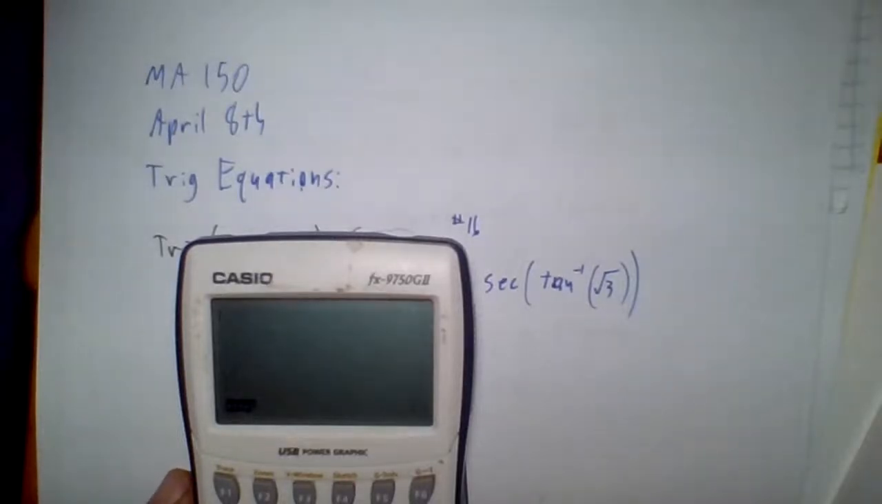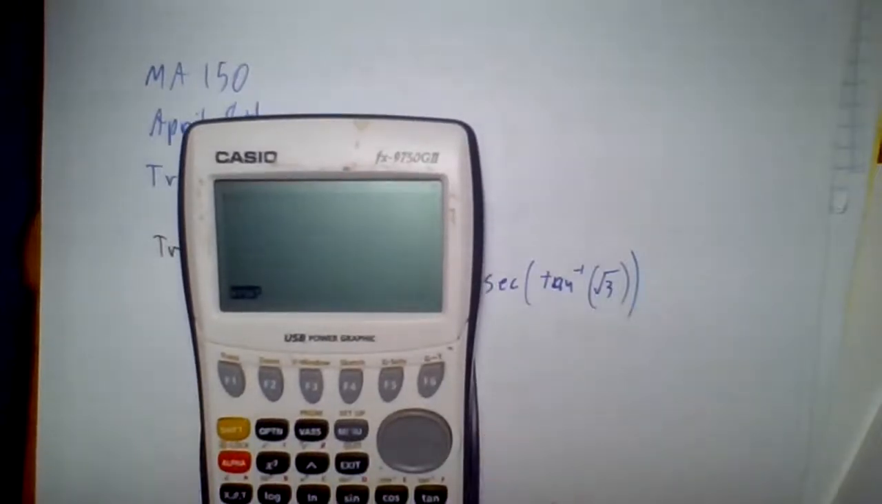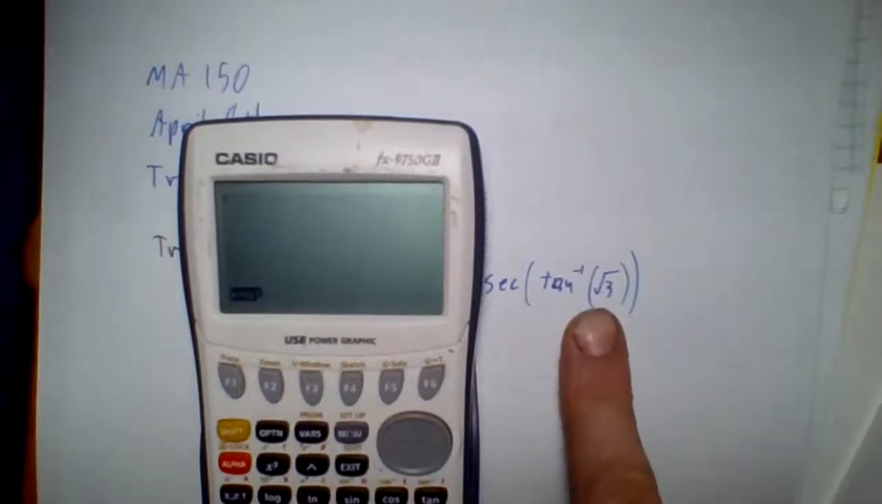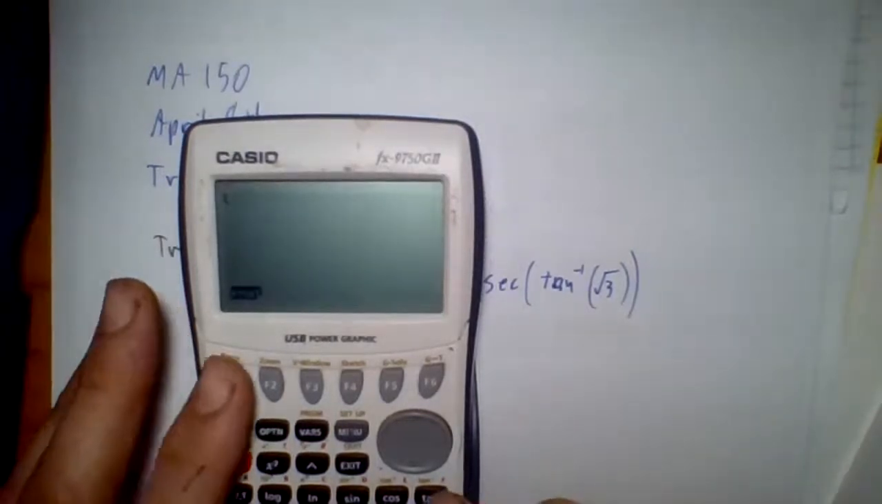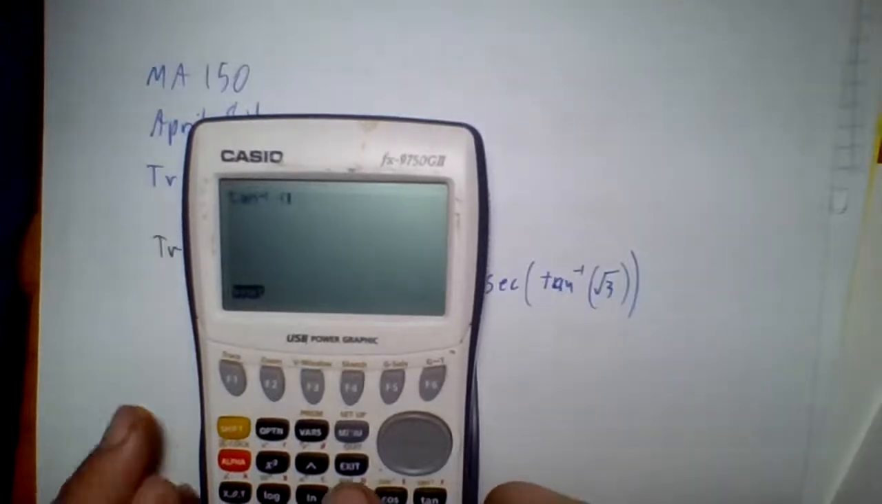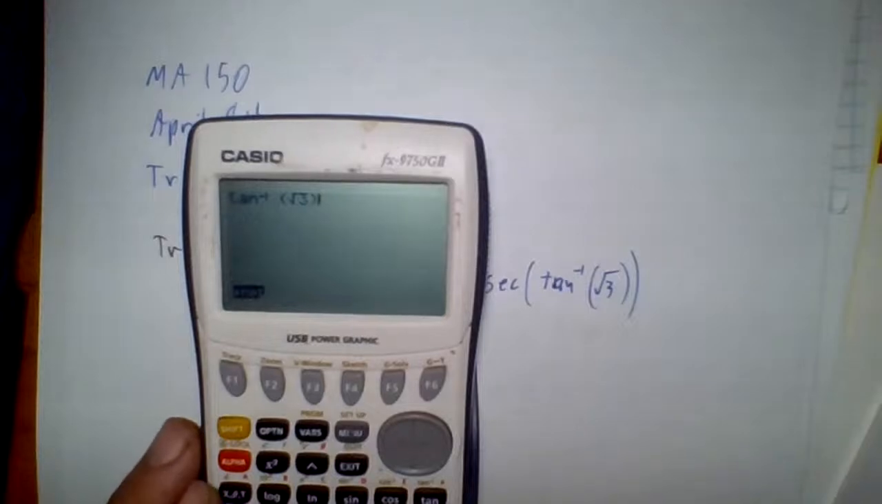But the process that we're going through on this for secant of inverse tangent would be a little bit of a pain, but we start with the square root of 3. We're going to take the inverse tangent. I'm going to do what's inside here first. So inverse tangent of square root of 3 is this number.